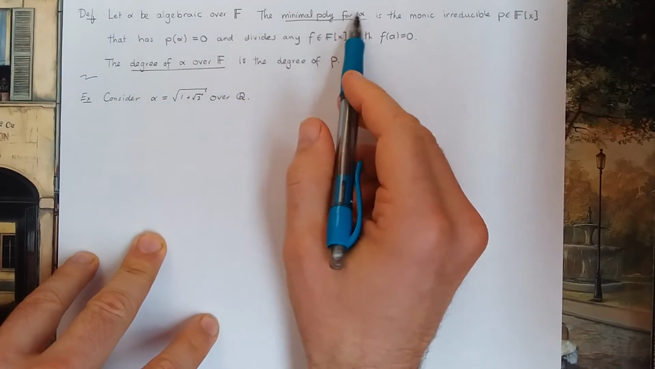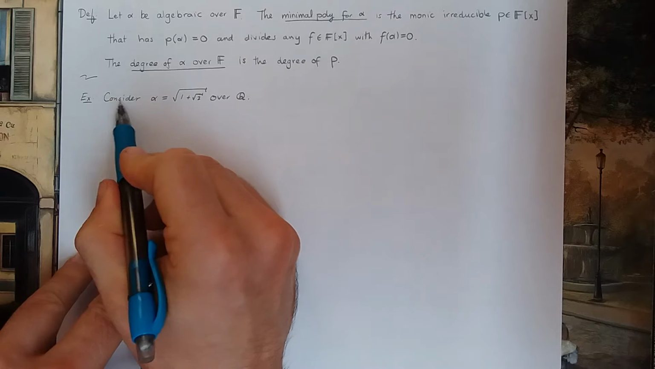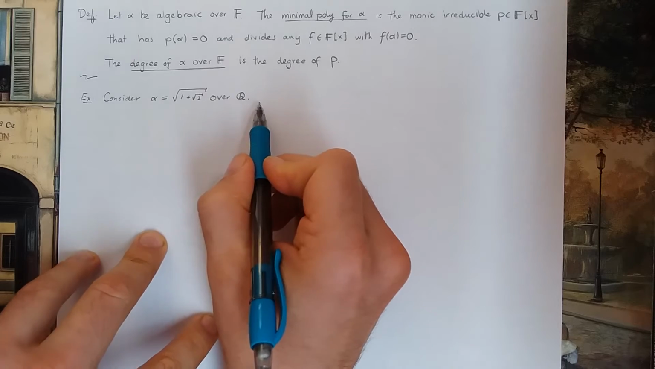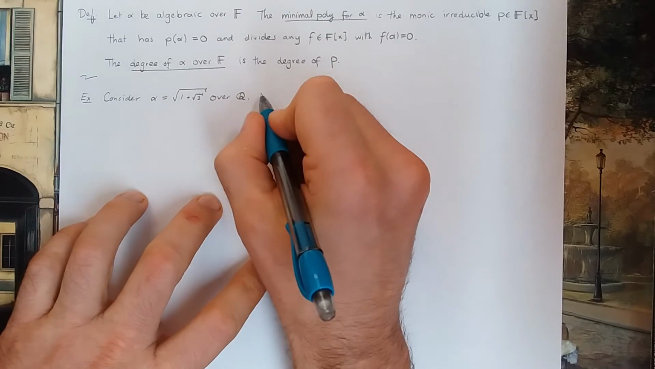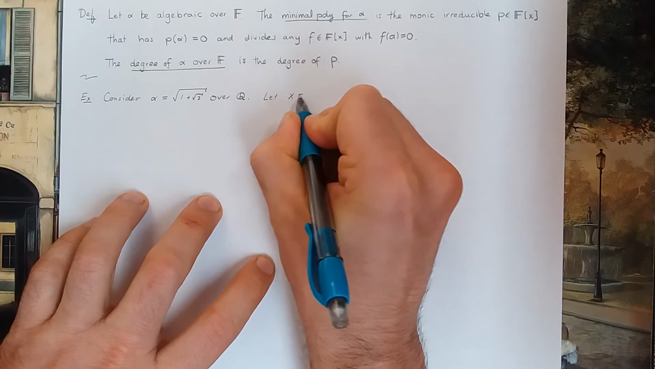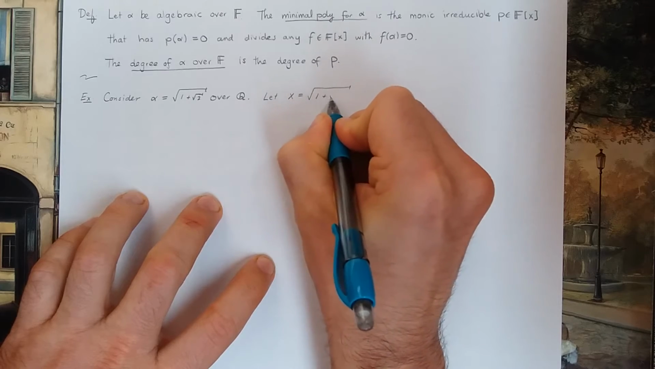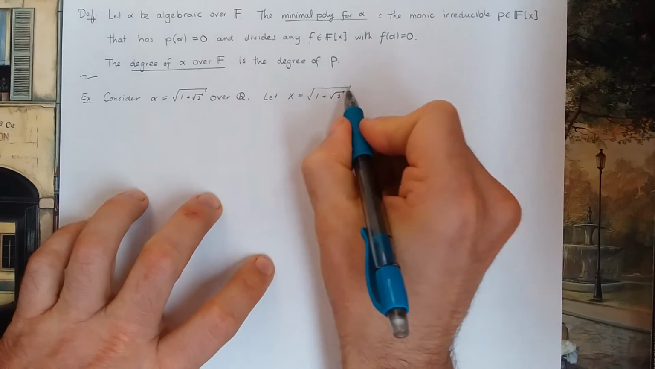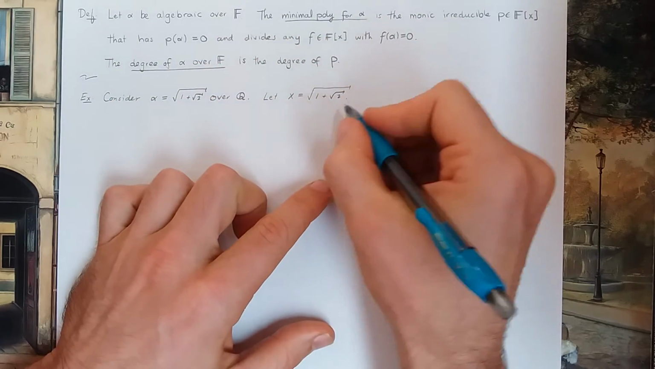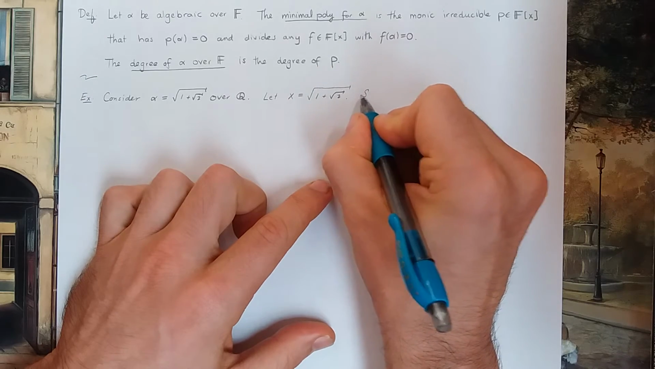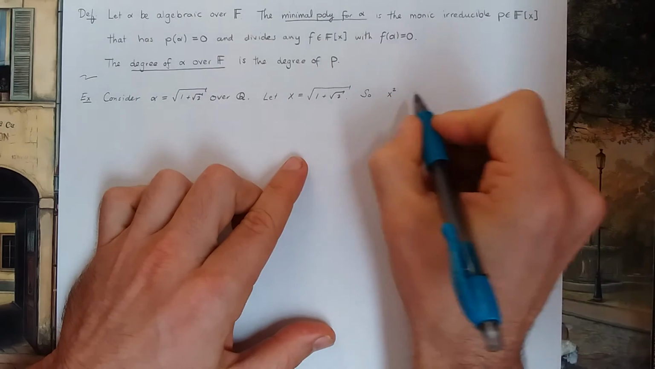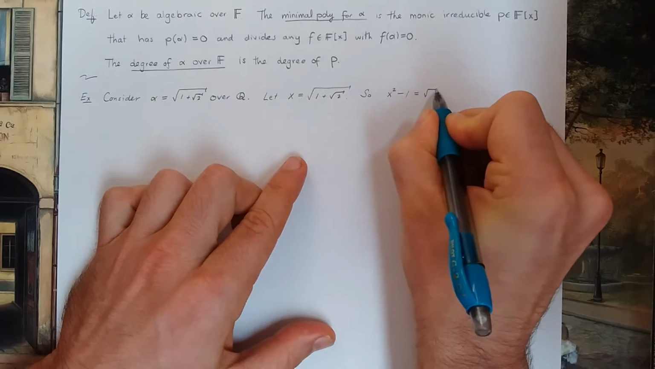Okay, well, let's see an example of a minimal polynomial. I want to consider alpha, which is this number, over the rationals. So, to find the minimal polynomial, I will begin by letting x be alpha. Then I will manipulate this expression to come up with the minimal polynomial with coefficients that are rational. So I could square both sides. So if I square both sides, I get x squared is 1 plus square root 2. So I'll subtract 1 and find this relationship.